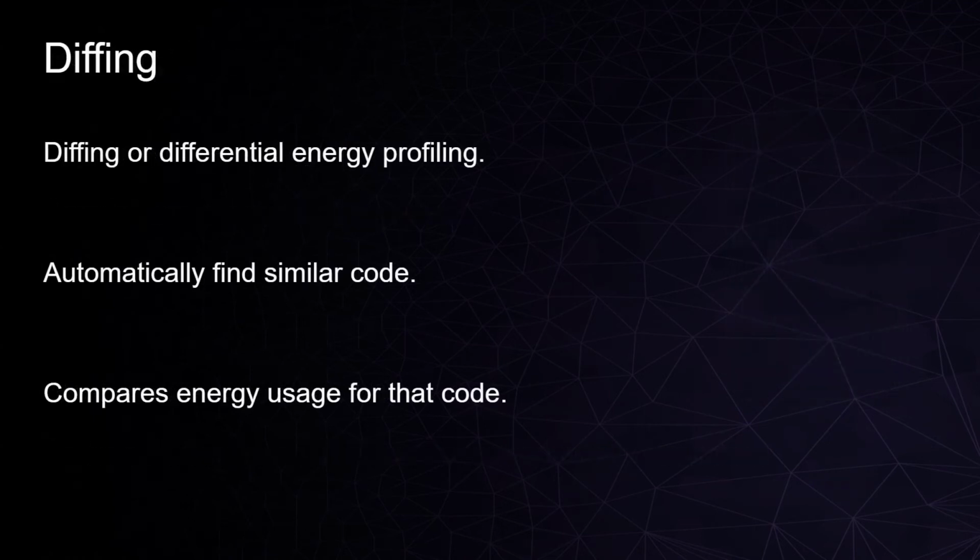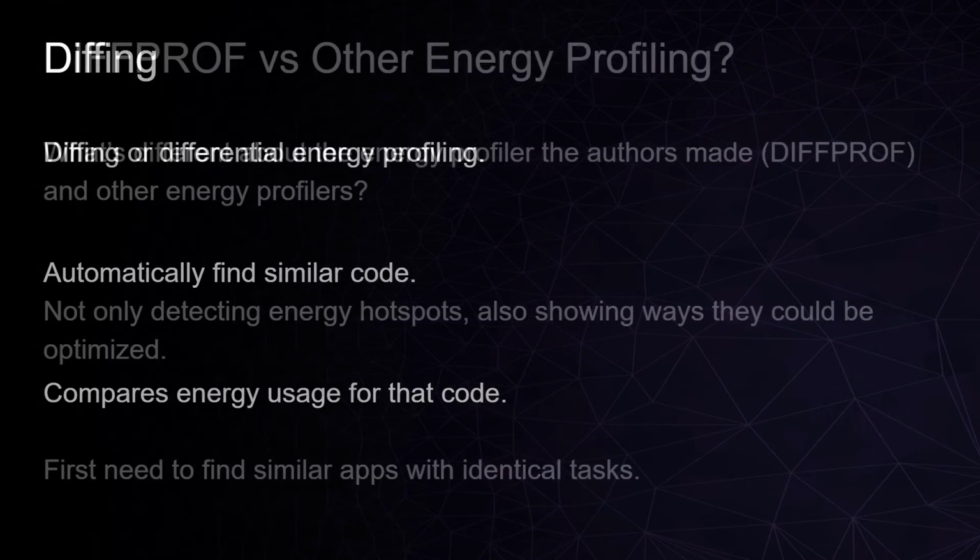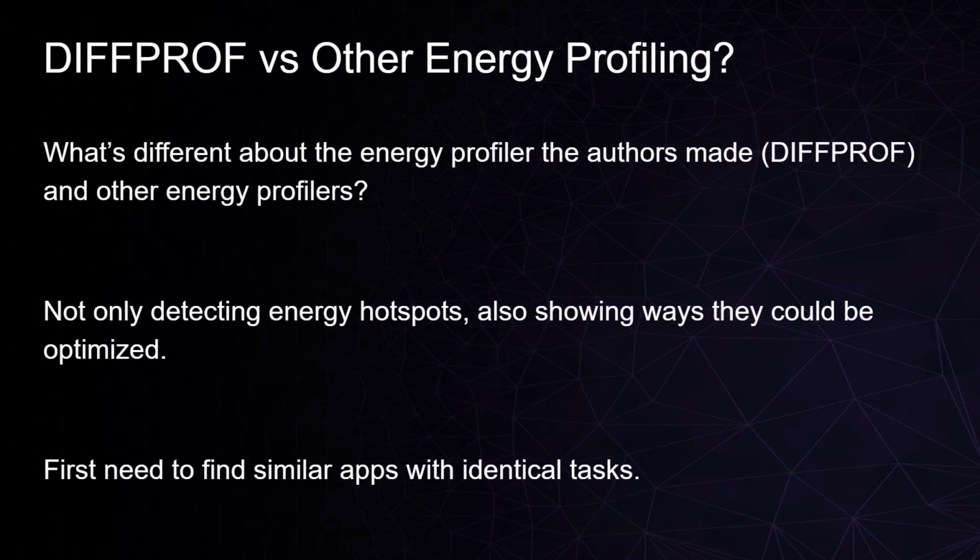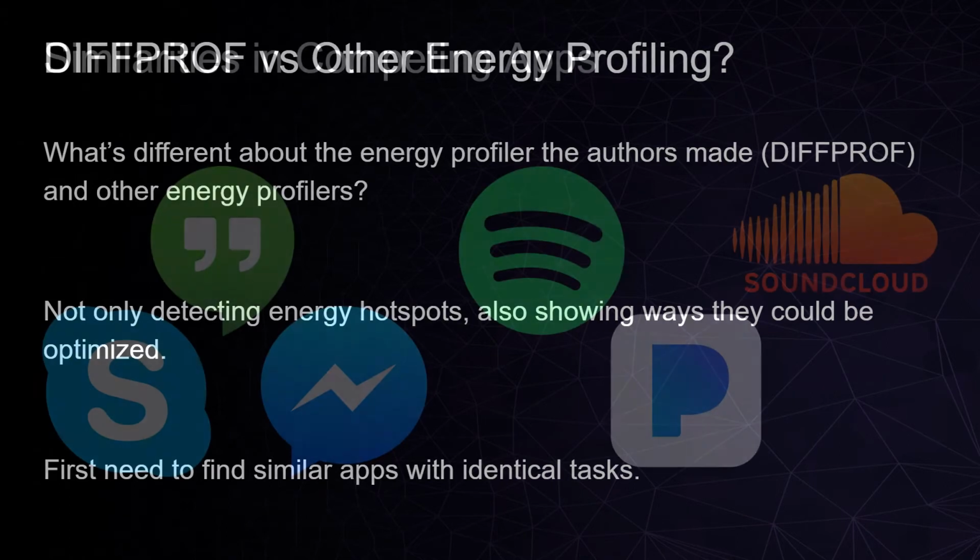So in this paper, the authors talk about diffing, or differential energy profiling. The goal of differential energy profiling is to automatically find similar code in different apps and compare the energy usage for that code. But the authors go above and beyond regular differential energy profiling. Their implementation, diffprof, not only does regular differential energy profiling, but it also shows ways in which the code can be optimized.